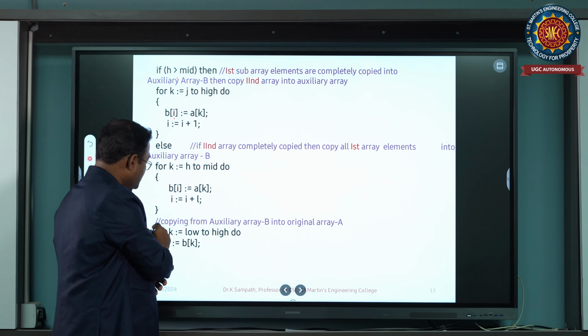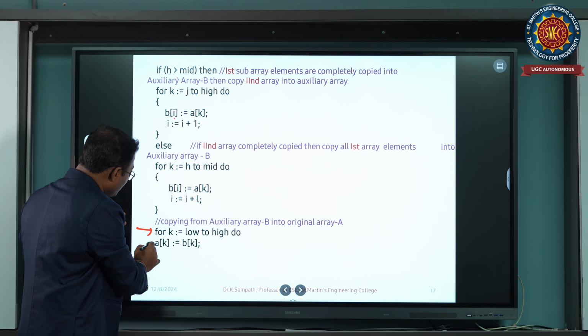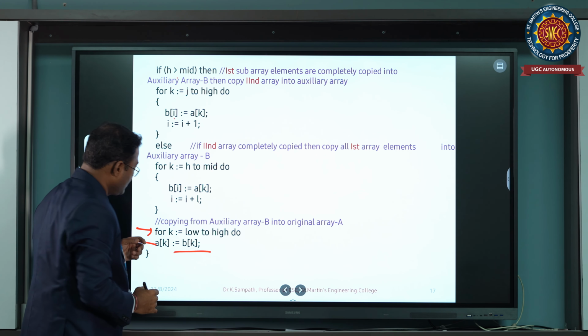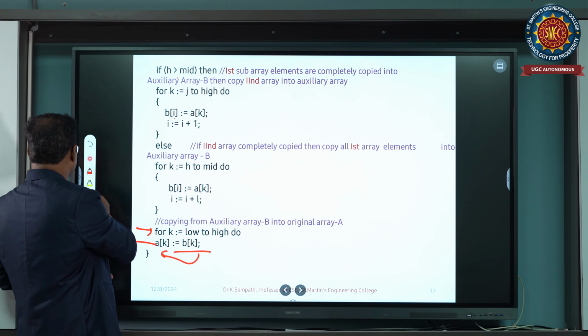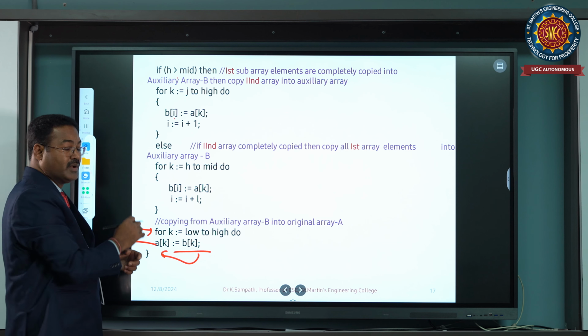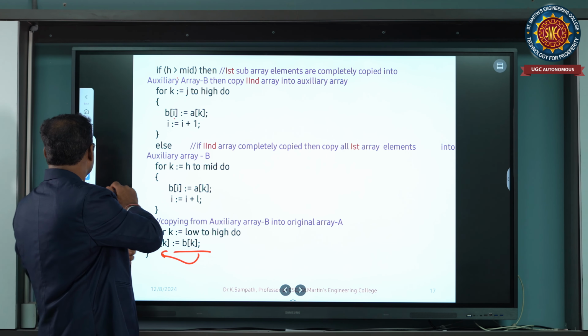Next, from the auxiliary array I am copying to the original array. That is, I am copying the auxiliary array into A of k. Now I want to play one video on this merge sort.